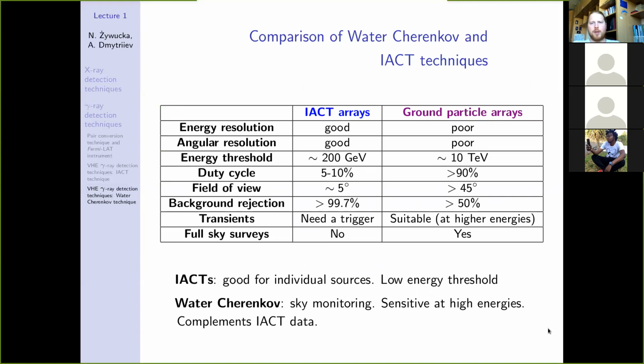And now a bit different: a similar comparison of these two techniques, but characteristic by characteristic. So let's sort this out. IACT arrays, the Cherenkov technique, versus ground particle arrays like HAWC. So for energy resolution, what do we have? Cherenkov telescopes, good energy resolution; ground particle arrays, poor energy resolution.